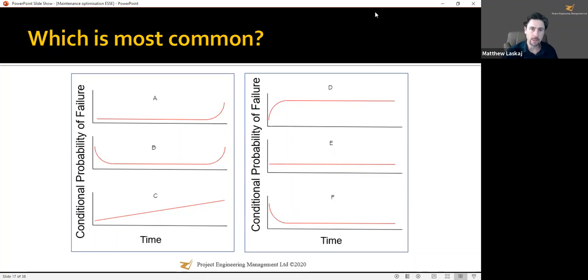So what I want you to do in the chat box, I want you to type in which one you think is the most common failure profile that they came up with when they did their study. A, B, C, D, E, or F. So for the aeroplanes in the 1960s, which one was the most common failure profile that they found?